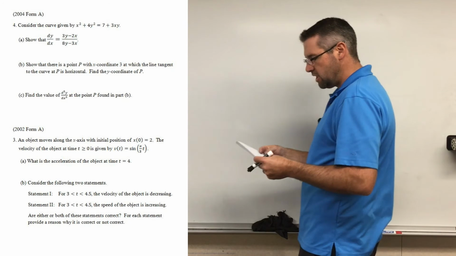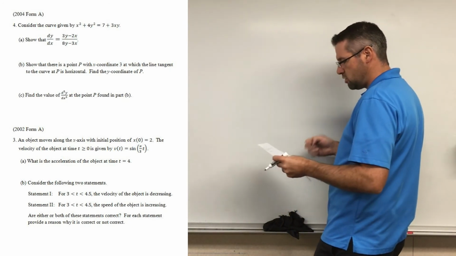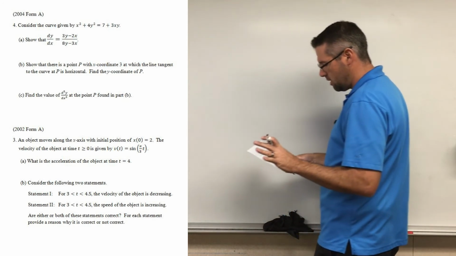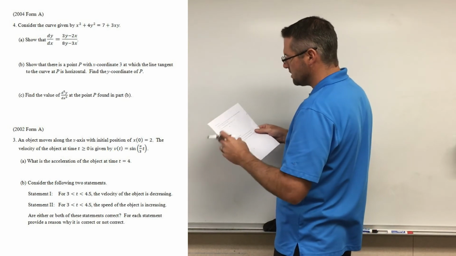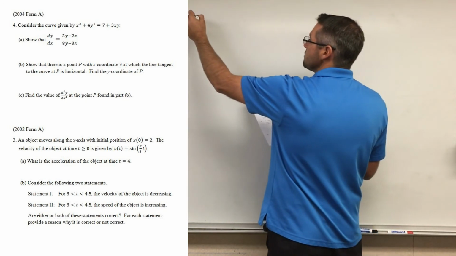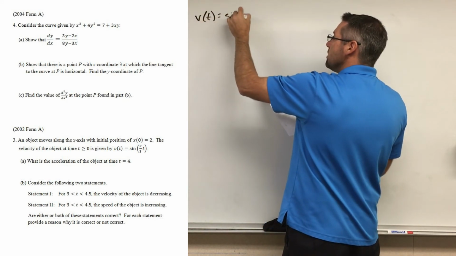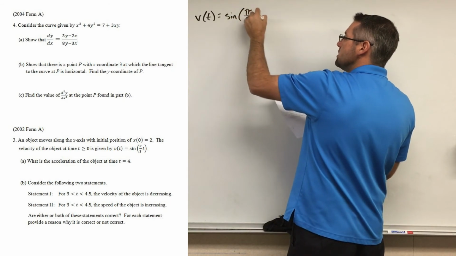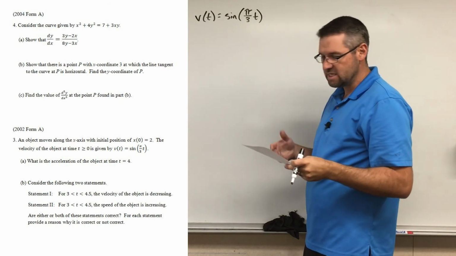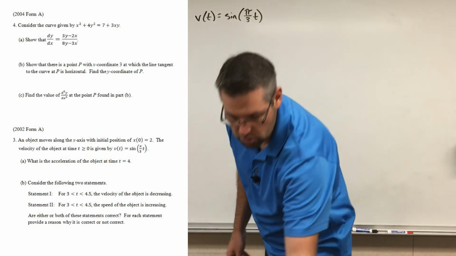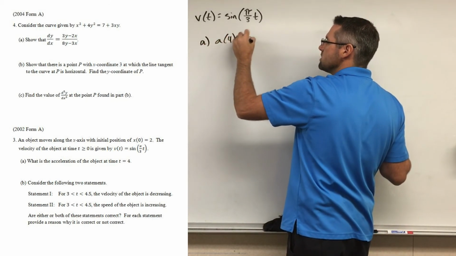All right, it says an object moves along the x-axis with an initial position of x of 0 equals 2. We're not going to actually need that concept or that idea in this problem. I actually took only a piece of the free response question out because we can't answer the other part yet. But we know that the velocity is given by sine of pi over 3t. And we are looking for, in the first one, what is the acceleration of the object when t equals 4? So really, part A is asking us for a of 4. That's what it's saying, okay?